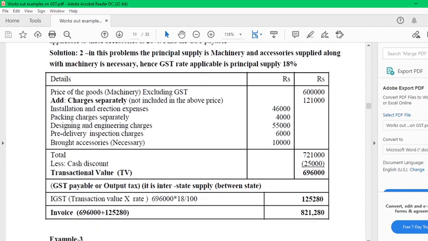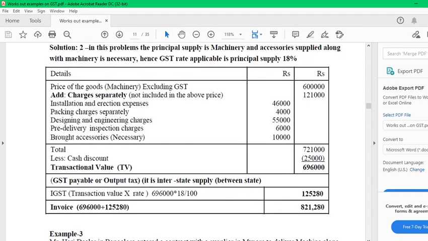6,96,000. Of course, it is a goods movement from Delhi to Mysore or Mysore to Delhi, whatever may be the case, it is between the states. IGST will be applicable at 18%. Directly you can take 6,96,000 into 18 by 100, 1,25,280. Total 8,21,280 is the invoice.